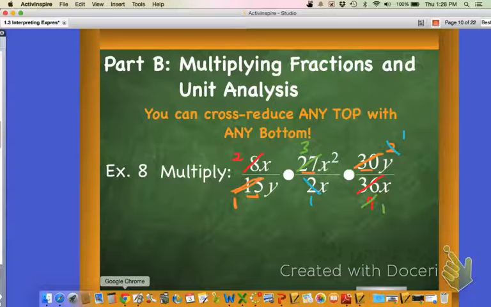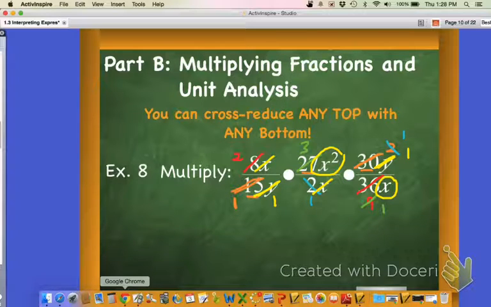Now it's time to tackle the variables. I can reduce any variable with itself. You see this x on top? I can reduce it with that x on the bottom. I can reduce this y on the bottom with that y on the top. By the way, when I reduce, I'm saying y divided by y is 1. And then I've got x squared left over here, and I've got an x down here.